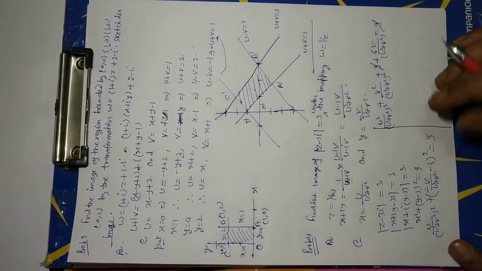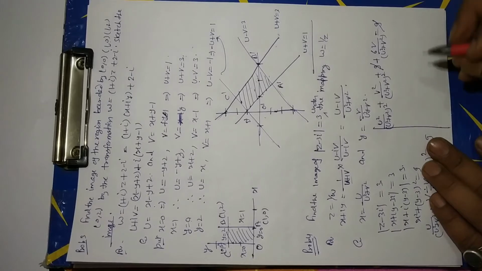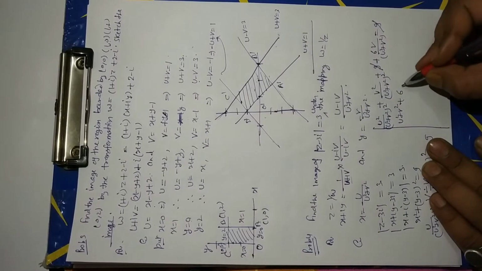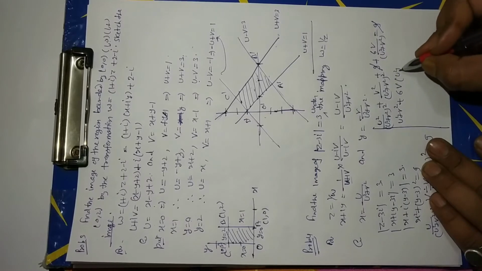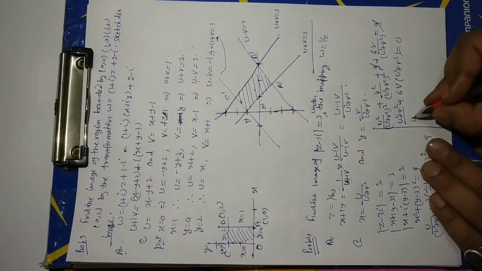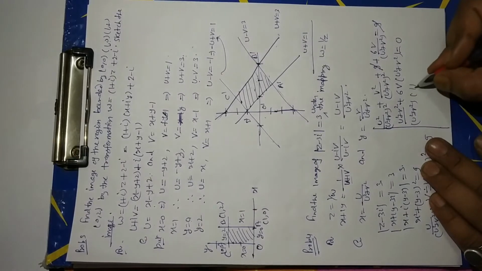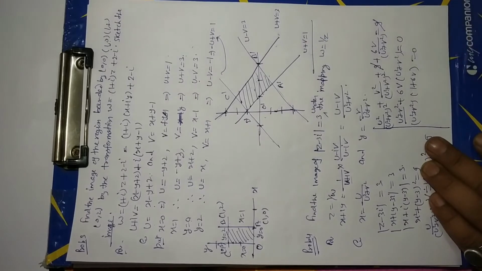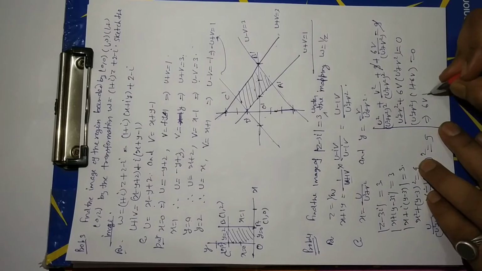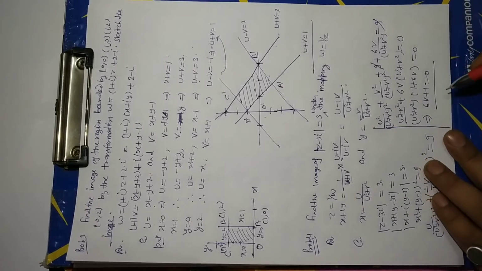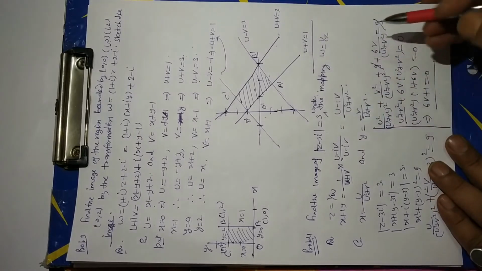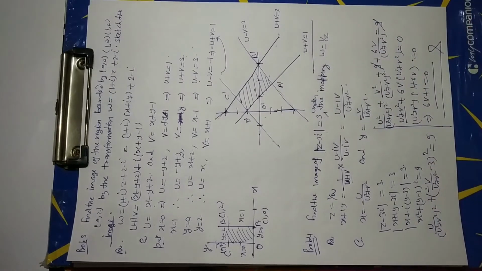9 cancels by 9. Then we get (u² + v²)/(u² + v²)² + 6v/(u² + v²) is equal to 0. Now taking (u² + v²) common, (u² + v²)(1 + 6v) is equal to 0. Now u² + v² is not equal to 0, implying 6v + 1 is equal to 0. This is the image of |z - 3i| = 3 under the given transformation. This is the complete solution.